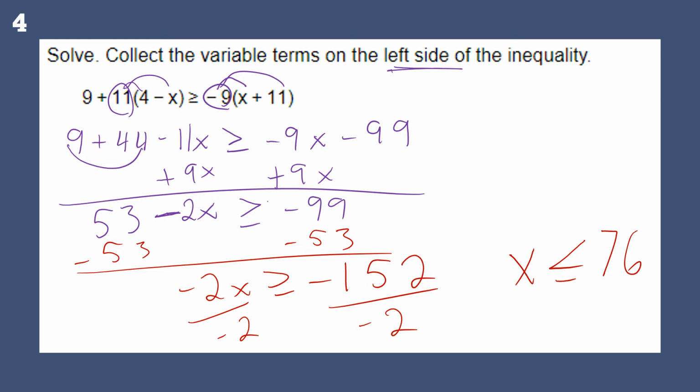I want you to notice a couple things. One is that I had to switch that sign because I divided by a negative. Don't forget to flip that inequality.